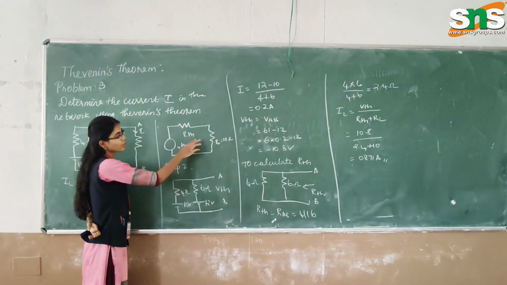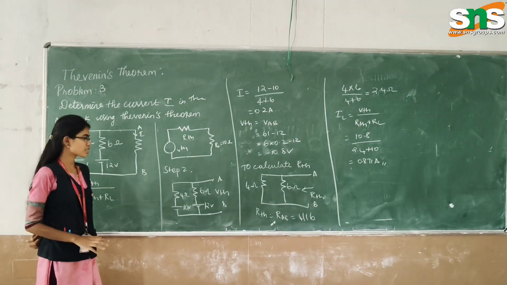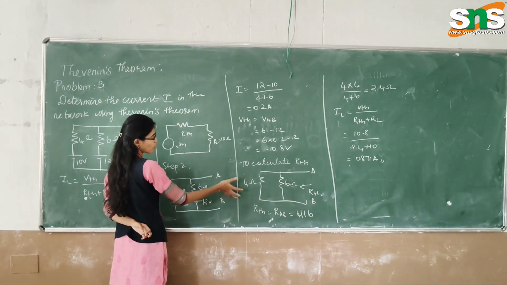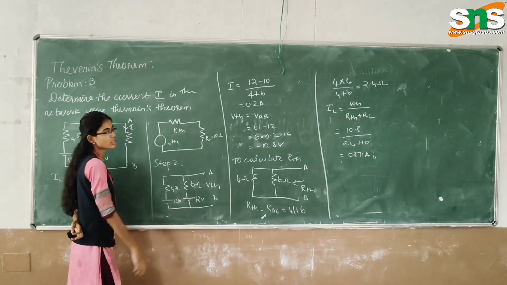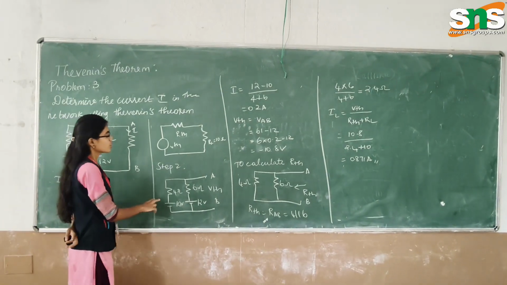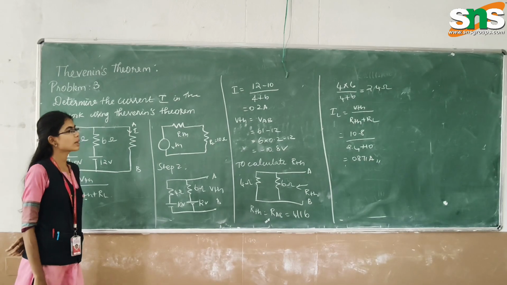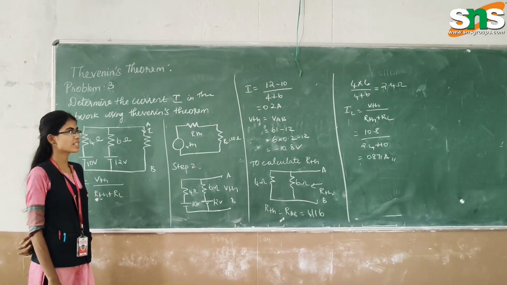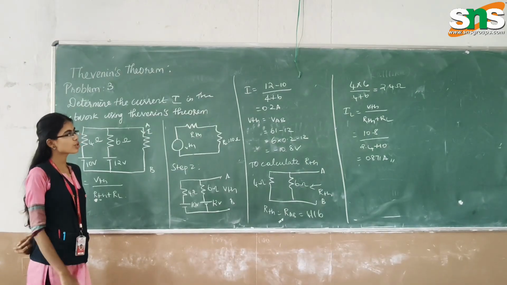In step 2, the load resistance is removed because we have to open circuit it. So the 10 ohms resistance is open circuited, and the terminals are marked as A and B, where Thevenin's theorem is employed. From these values we find the I value: I equals 12 minus 10 divided by 4 plus 6, which is equal to 0.2 amps. So the I value we find is 0.2 amps.